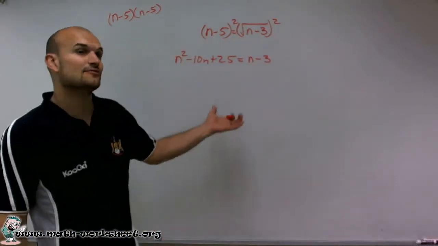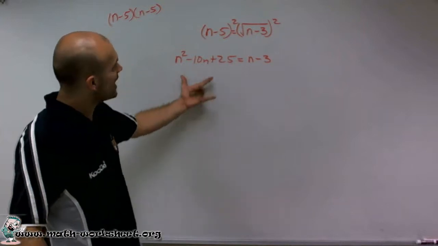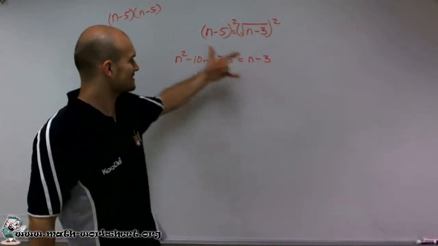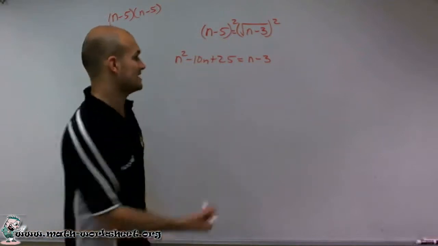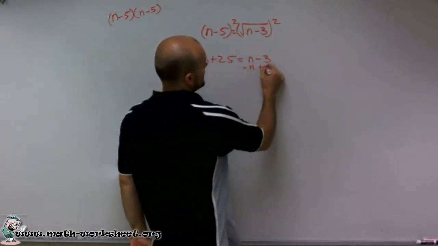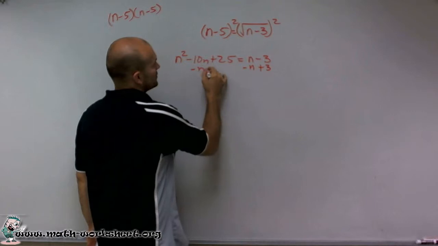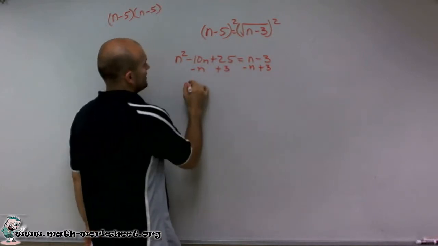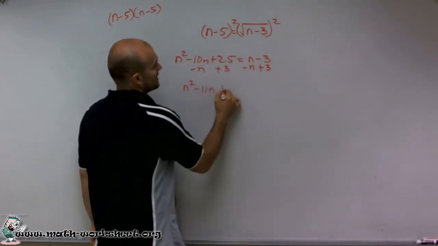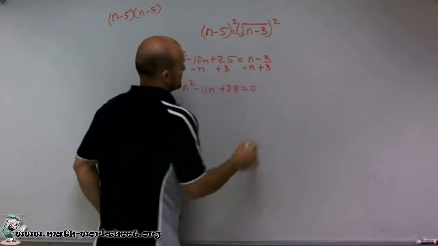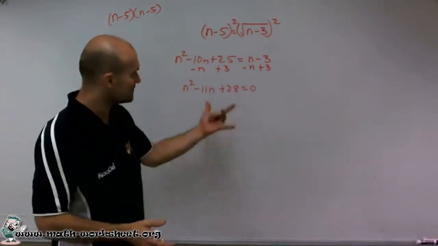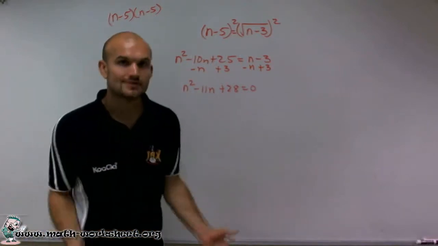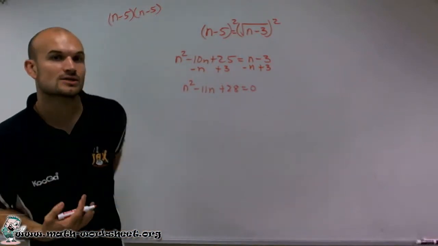Now I need to get these on the same side, because to solve for this, I can't just isolate my variable. I'm going to have to use a factoring technique. So I'm going to subtract the n and add the 3 to both sides. So now I have n squared minus 11n plus 28 equals 0. It's important for me to get it to equal 0, because then I can use my factoring technique, and I can also use the zero product property to help me solve the problem.